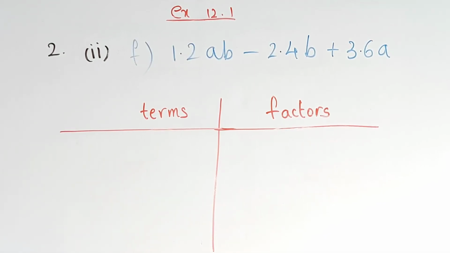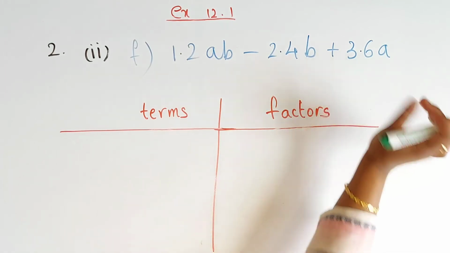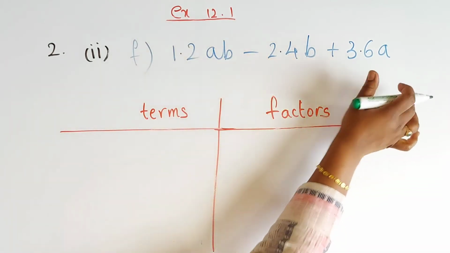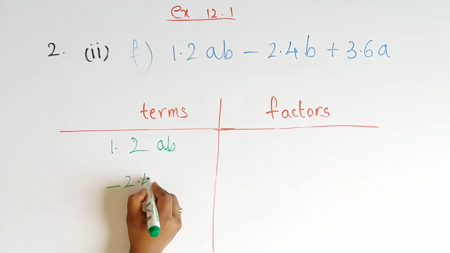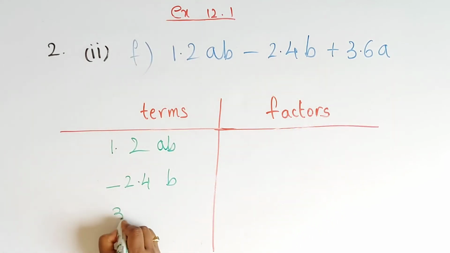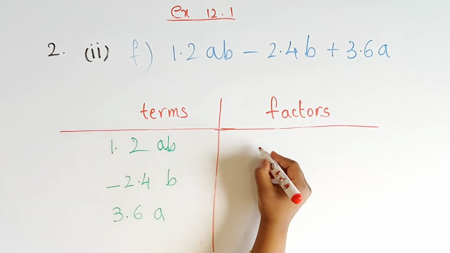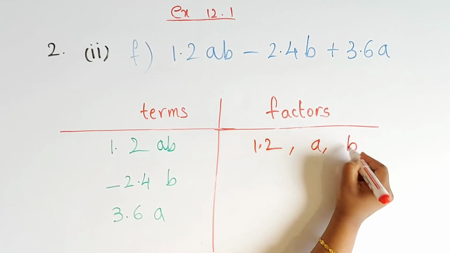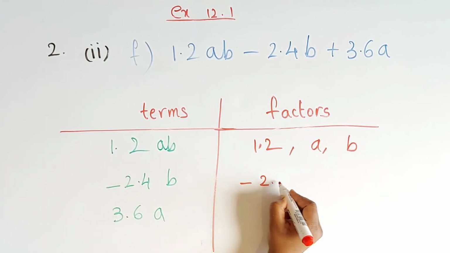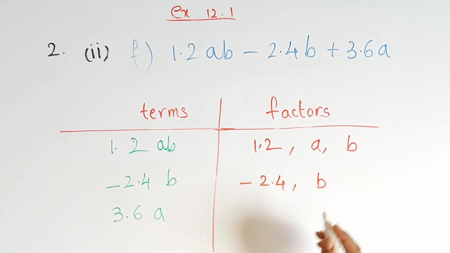Now question F, 1.2ab minus 2.4b plus 3.6a. Here we have three terms. First one is 1.2ab, second one minus 2.4b, and third one 3.6a. Now we'll write the factors for the first term here: 1.2, a, b. Then minus 2.4 here, b is there, second factor, and for the third one, 3.6 write separately and a write separately. These are the factors for the third term.